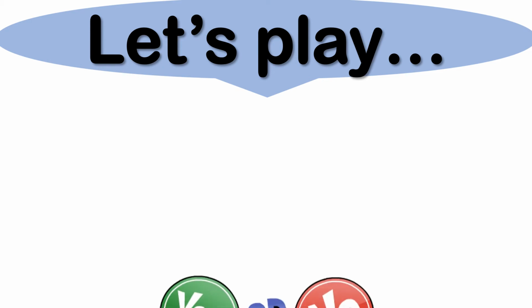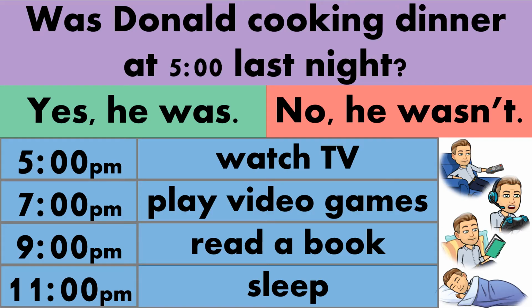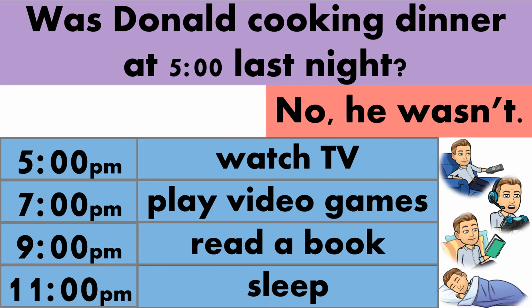Now let's play yes or no. I'm going to ask you a question and you have to look at the screen and tell me whether you would say yes or no. Here's question 1. Take a look at the screen carefully. Was Donald cooking dinner at 5 o'clock last night? Look at the little chart I have at the bottom on the screen and tell me yes he was or no he wasn't. Was Donald cooking dinner at 5 p.m. last night? No, he wasn't.